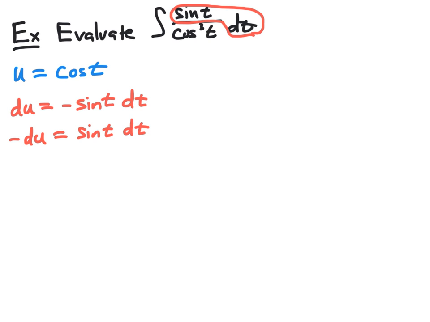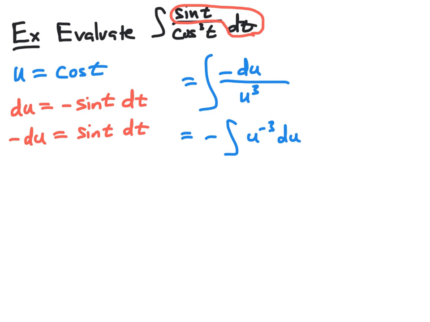And so our integral, when we substitute everything in, we're going to have negative du for the red circled part of the original integral, divided by u cubed. So we have a u cubed in our denominator. Of course, we can take our negative outside of our integral and rewrite u cubed as u to the negative third power. So we have the negative of the integral of u to the negative third power du.